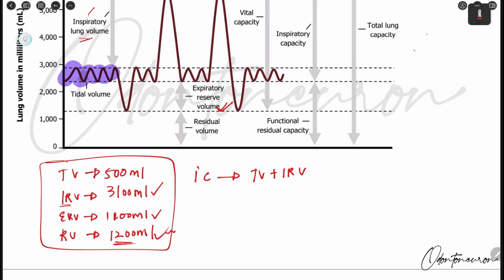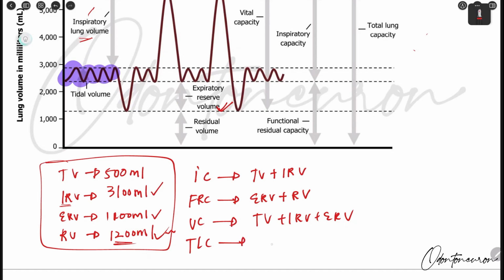Now you have to know your forced residual capacity. How will you know it? ERV, the expiratory reserve volume, plus residual volume. Now you should know vital capacity. How will you know? Your TV plus IRV plus ERV. When you want to know total lung capacity, you add all: TV plus IRV plus ERV plus RV. This is the concept of your lung volumes.